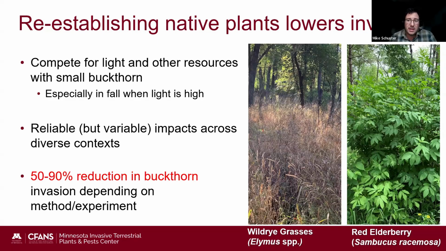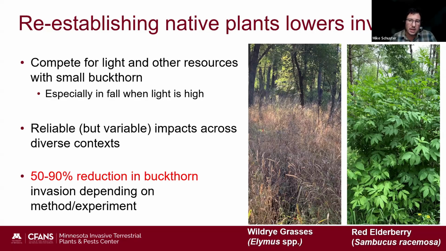And so we see very reliable but variable impacts of these revegetation treatments across diverse contexts. We've done experiments in a variety of different forest types with different canopy opennesses, with different revegetation methods, with different species, and the impacts are reliable, but as I say, variable, ranging from on average 50 to 90% reduction in buckthorn invasion over the next few years, depending on the method and experiment.